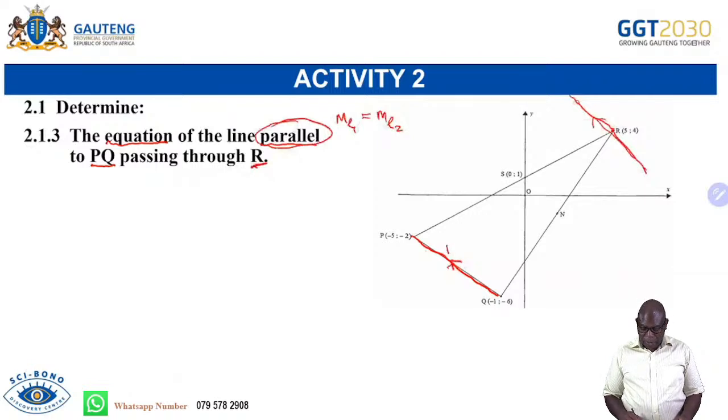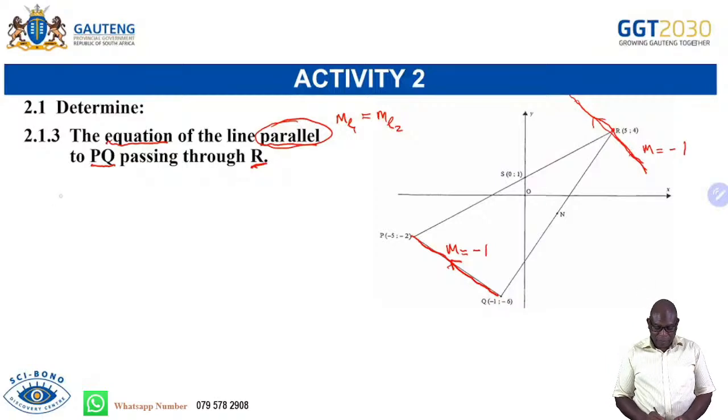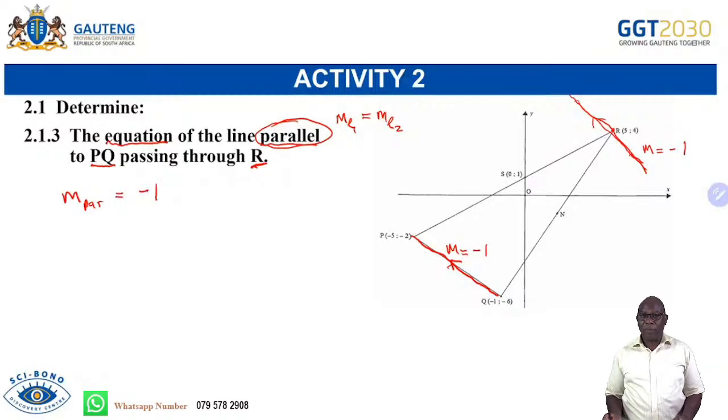Do I know the gradient of this line? Yes, I got it somewhere in question 2.1.1. Go back there. The gradient of that is -1. What do I know about the gradient of that line? It's equal to the gradient of that, so it is also going to be -1. So already I have the gradient of the parallel line. The gradient of the parallel line will be -1.